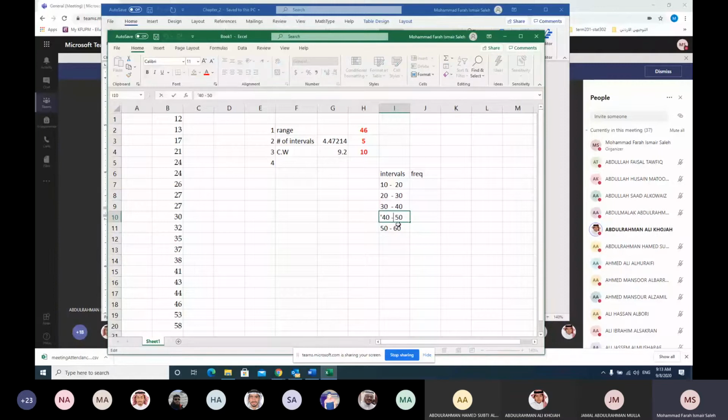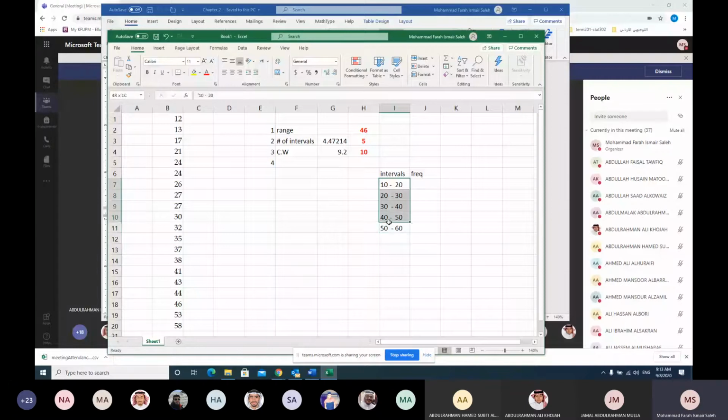Now check. Is the maximum in this class? Yes. If we have a value more than 60, what can we do? Add another interval. We look for 5, but we would need 6 to cover it. Up to now, 5 is enough.